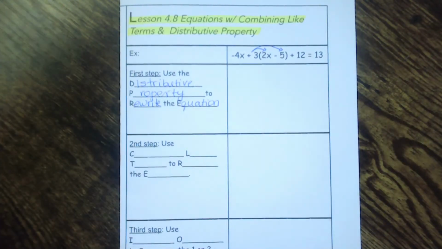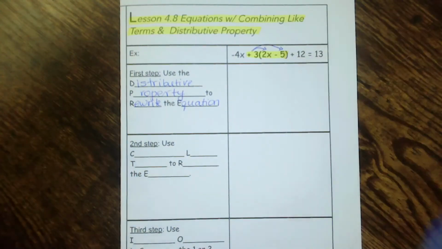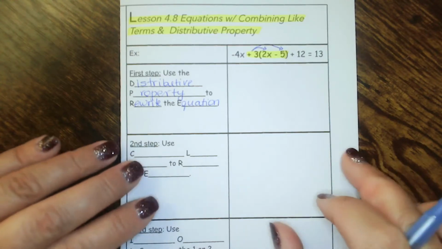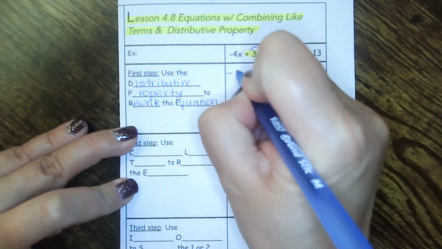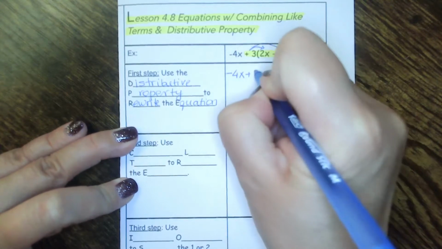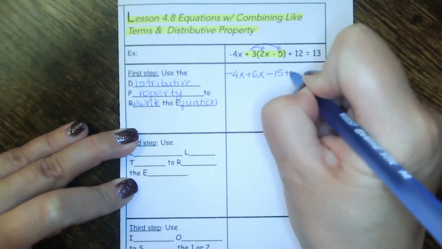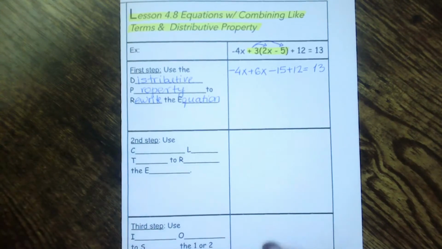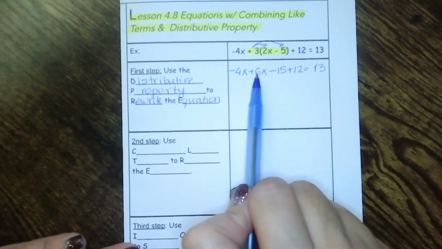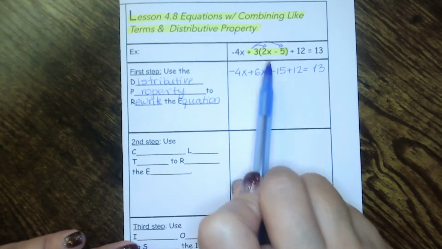So right here, when we multiply, always make sure that you include the sign in front of the number as well. In this situation, we have positive 3 multiplied by 2x and positive 3 multiplied by negative 5. Rewrite the equation would be negative 4x plus 6x minus 15 plus 12 equals 13. So my distribution answer is positive 6x for the first multiplication and negative 15 for the second.